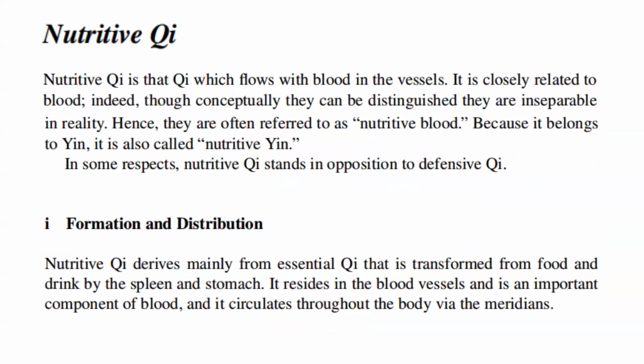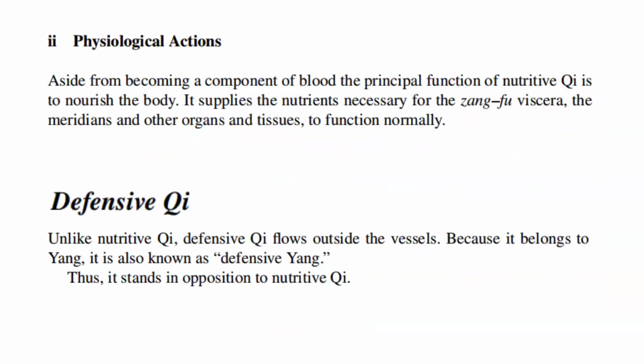Regarding its formation and distribution, nutritive Qi derives mainly from essential Qi that is transformed from food and drink by the spleen and stomach. It resides in the blood vessels and is an important component of blood, and it circulates throughout the body via the meridians. For its physiological actions, aside from becoming a component of blood, the principal function of nutritive Qi is to nourish the body. It supplies the nutrients necessary for the Zang viscera, the meridians, and other organs and tissues to function normally.